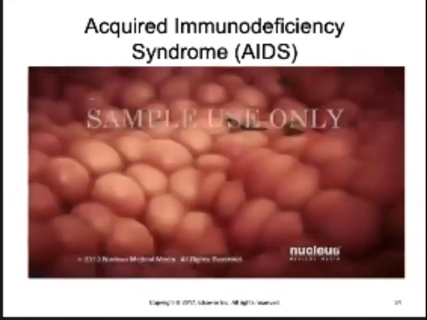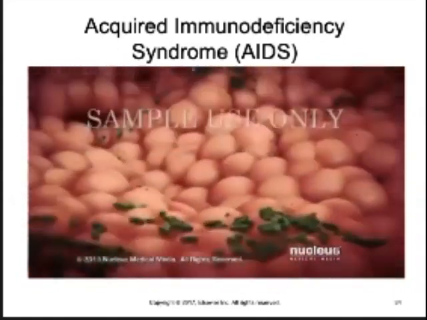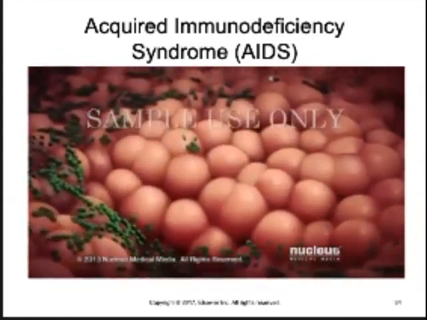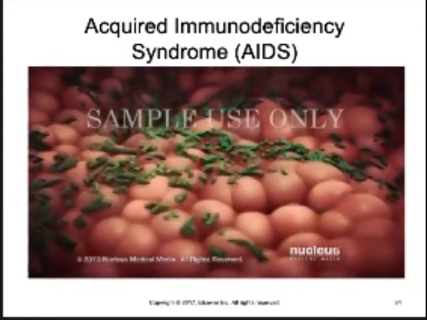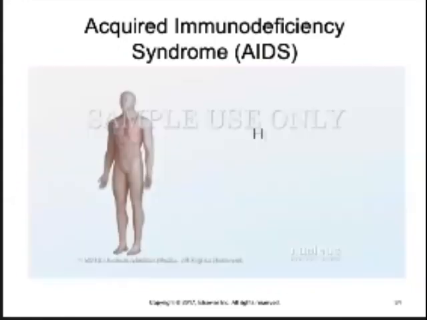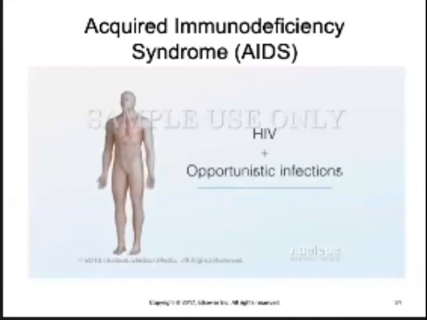As a result, other types of infections are able to take advantage of your body's inability to defend itself. These infections are called opportunistic infections. If you have an HIV infection and one or more opportunistic infections, you have AIDS.